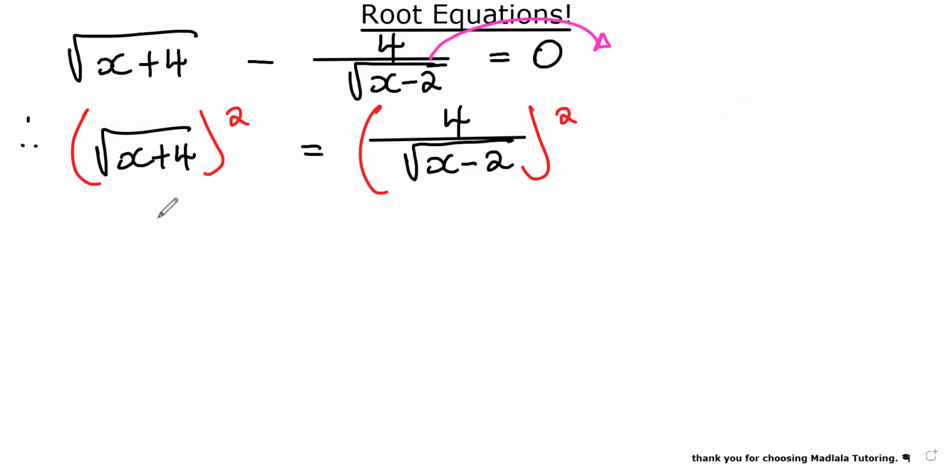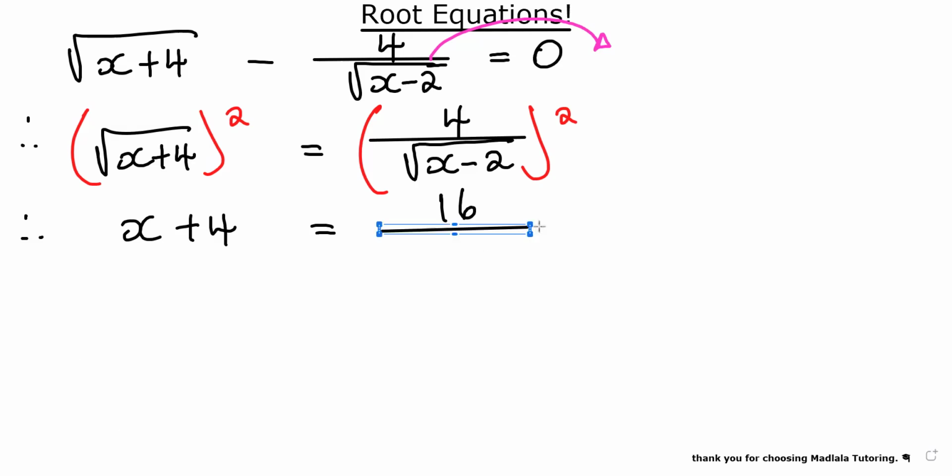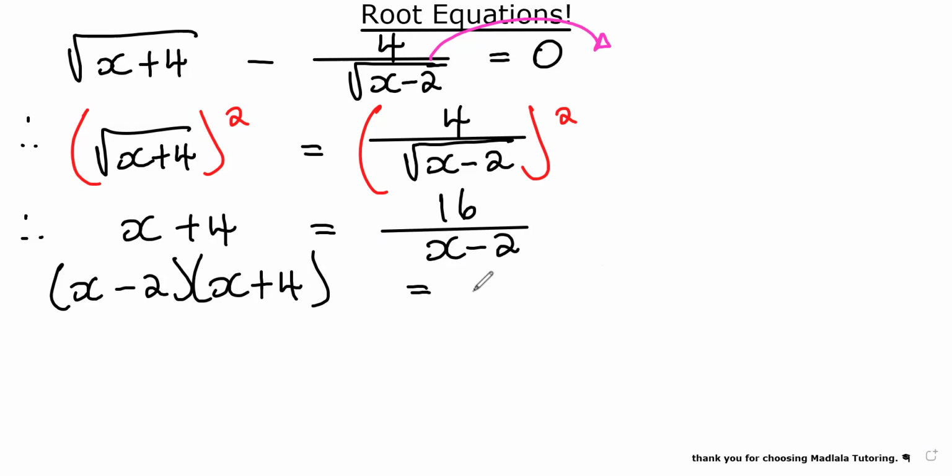And then where to from this point? Well, the square root and the square will cancel out. So now you have x plus 4. Now here you square both the numerator and denominator. So you say, well, 4 squared is going to give you 16. And the square root of x minus 2 squared, you get x minus 2. Then you multiply by the LCD, which is x minus 2. So you have x minus 2 times x plus 4. And on the right-hand side, well, you simply have 16.